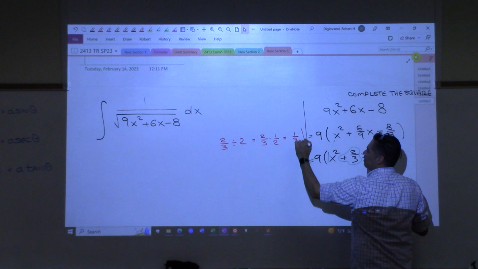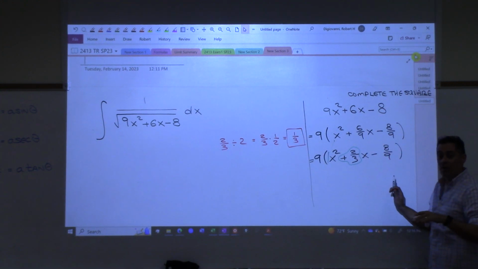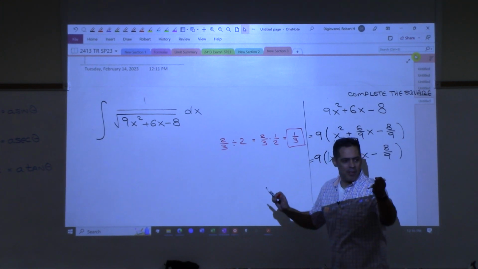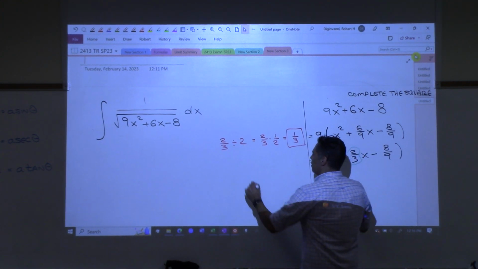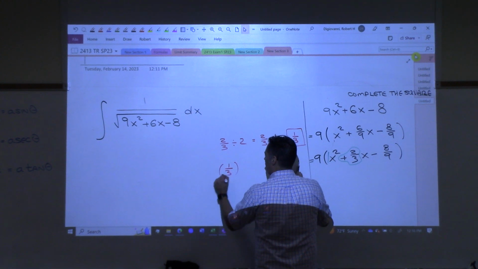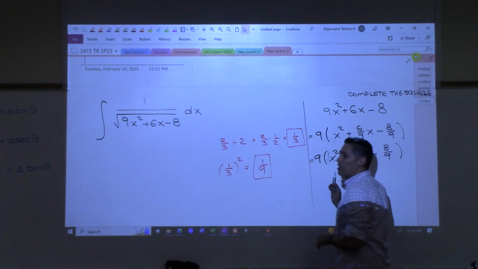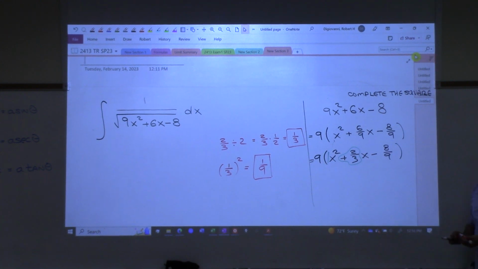Now, that's our first kind of magic number. When in college algebra, I call it our first magic number. And then we take that number, and what do we do with it? We square it. So we take that number, and we square it. And we get 1/9. And that is our second magic number. All right?